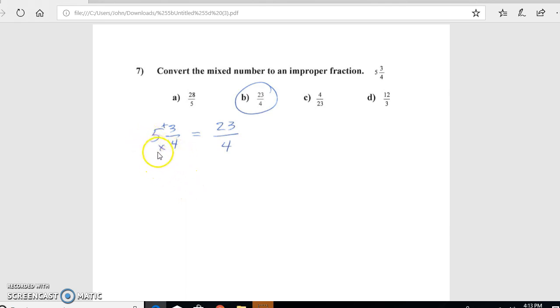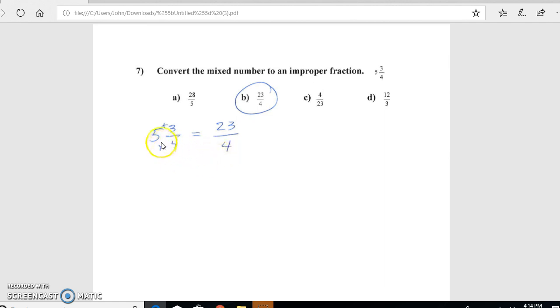So what we do is we take the denominator, the 4, multiply it times the whole number, the 5. 4 times 5 is 20. And then we add the numerator. Plus 3 gives me 23. And the 23 is in the numerator. And we put that over the original denominator, which is the 4.